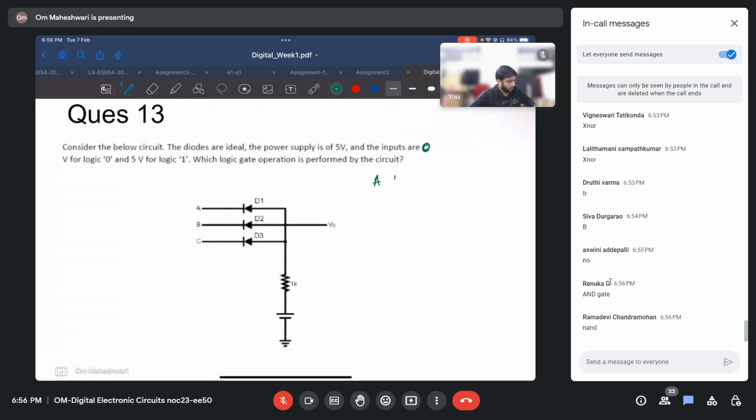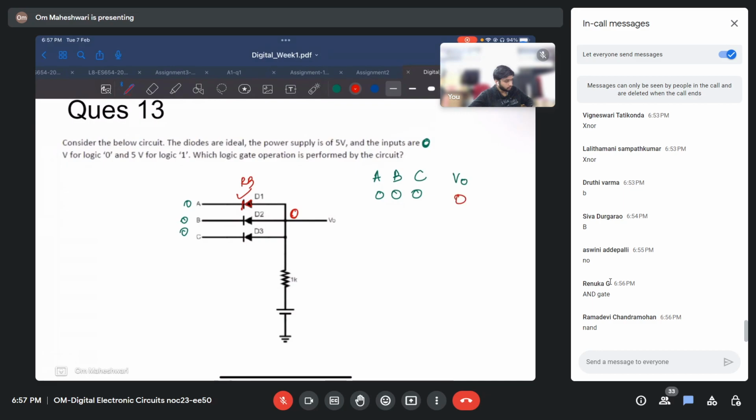So what we have is A, B, C, and we have to find, let's say, V out. So 0, 0, 0. If we give 0, 0, 0 here, then this diode will be on. So this will be reverse bias. All three will be reverse bias, right? So this node will be at 0. We will get 0. So even if these are 1, if this is 0, this diode will be on and we will get 0 volts here.